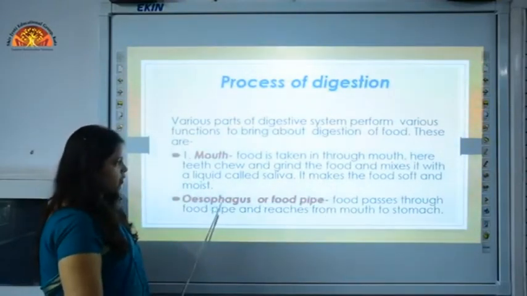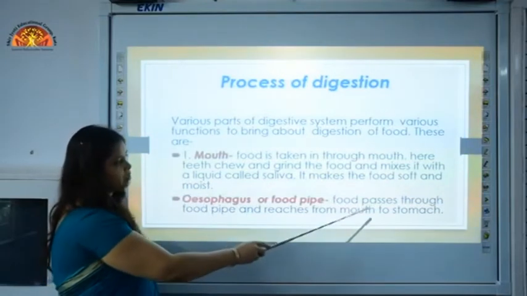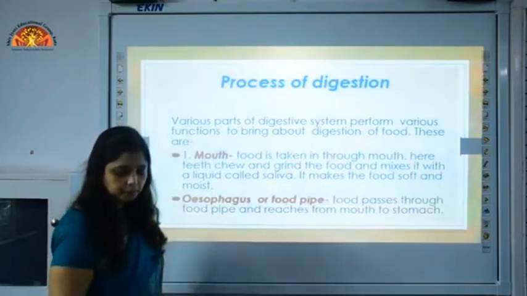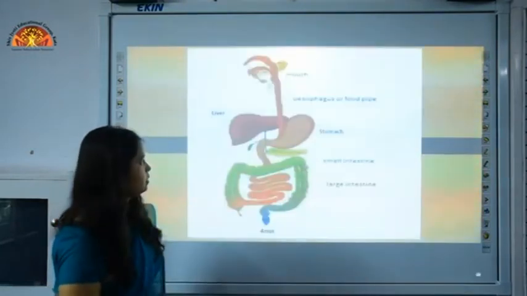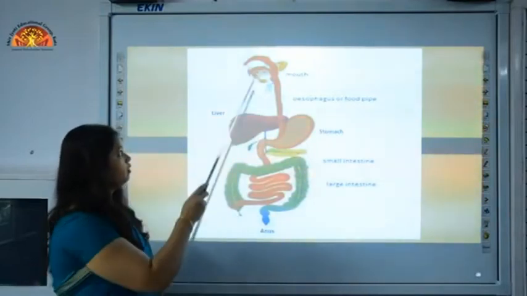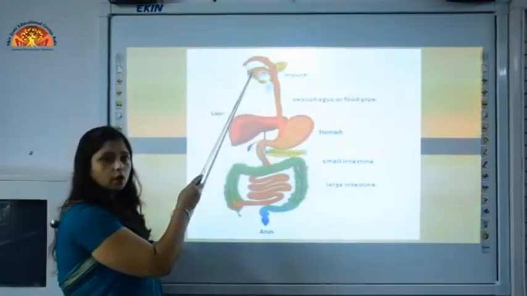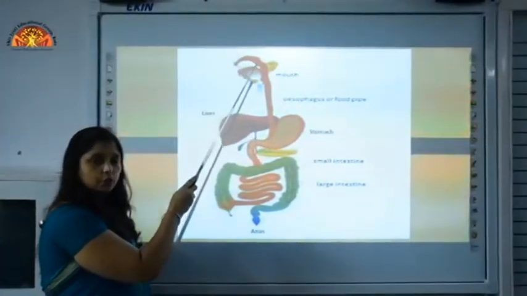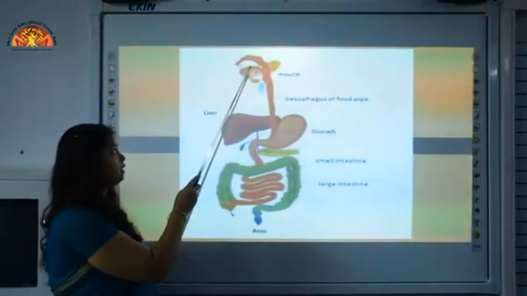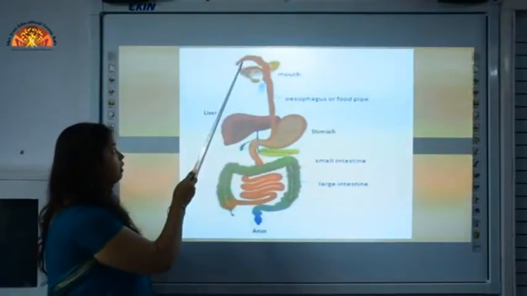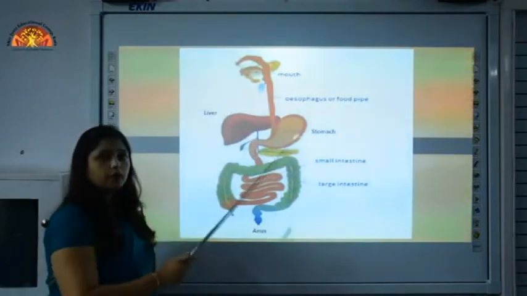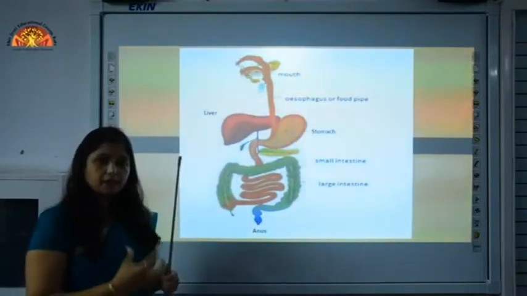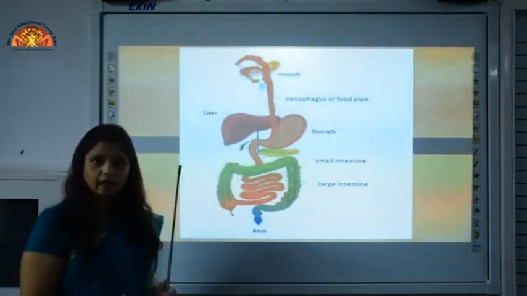Second is the esophagus or food pipe. Food passes through the food pipe and reaches from the mouth to the stomach. Let us have a look at the diagram of this. Here, this opening is called the mouth. Food is taken in through the mouth. It is then chewed and ground with the help of teeth. Inside the mouth, a juice called saliva is released. This saliva is mixed with the food and starts its digestion.